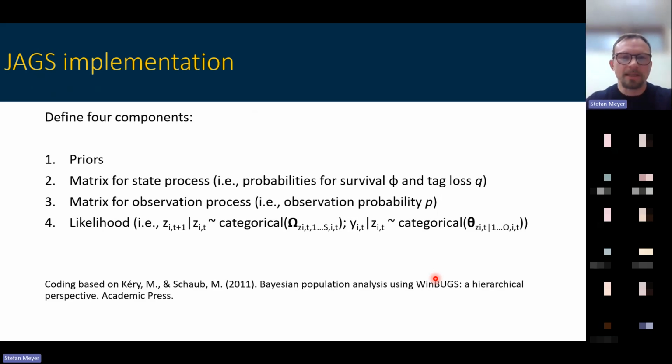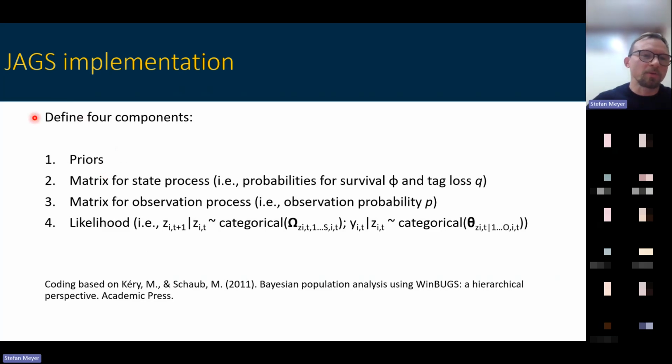So this was the basic rationale of developing a tag loss model in a mark recapture context, and I now provide a technical demonstration of how this can be written up in JAX, but you can use any other language if you want, obviously. I just want to highlight that the coding I'm presenting here is based on a book by Kéry and Schaub, which is a very good introduction into Bayesian modeling and state-space modeling. And this is what I'm basing this on here.